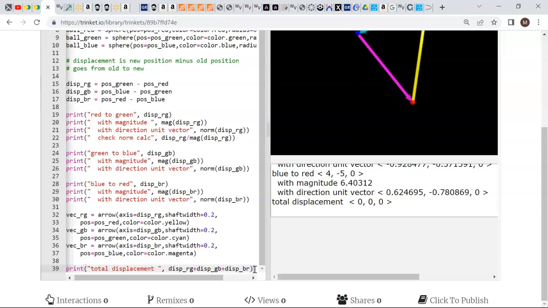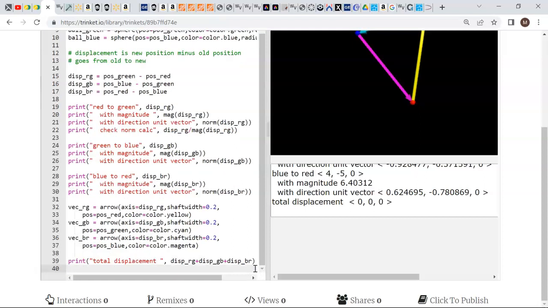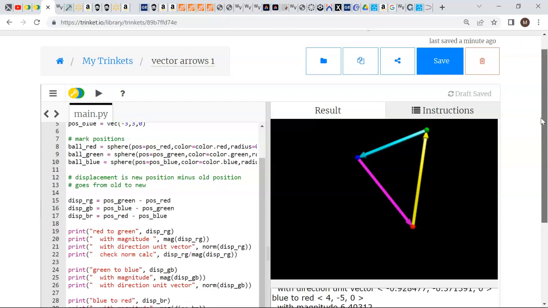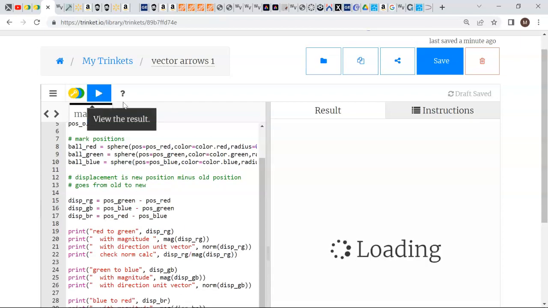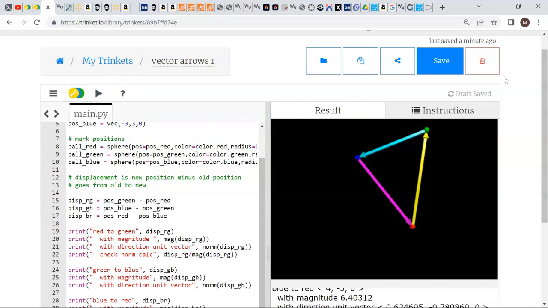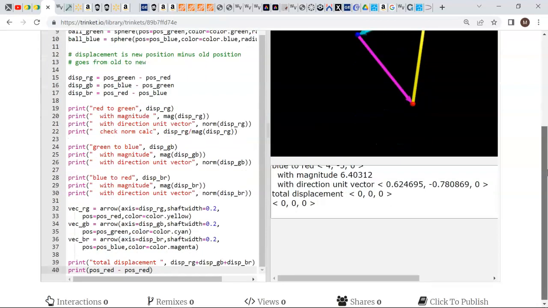Another way of looking at it is if we print where we ended, which is the position of red, minus where we started, which was the position of red, that will give us the total displacement again. And I'm not going to print any text with that. There we go.